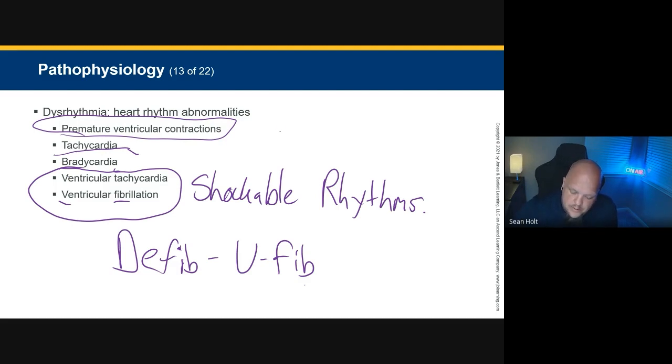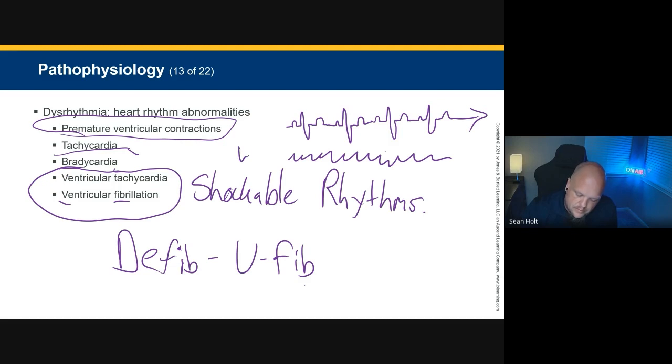VFib on a heart monitor looks like this, basically. It's really, really ugly, really chaotic, and it's not organized enough to create a pulse like our normal sinus rhythm does. That's what our heartbeat is normally supposed to look like, kind of. Not perfect, but you get the point. And that's supposed to continue all the time. VFib looks like this. That's VFib or VF.